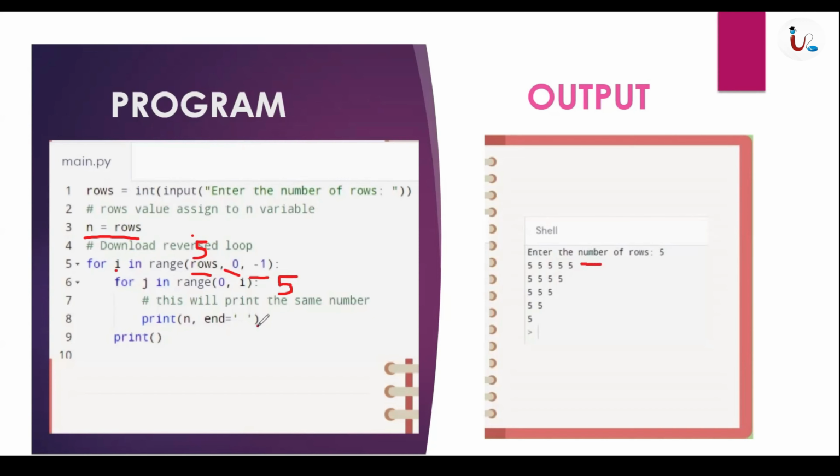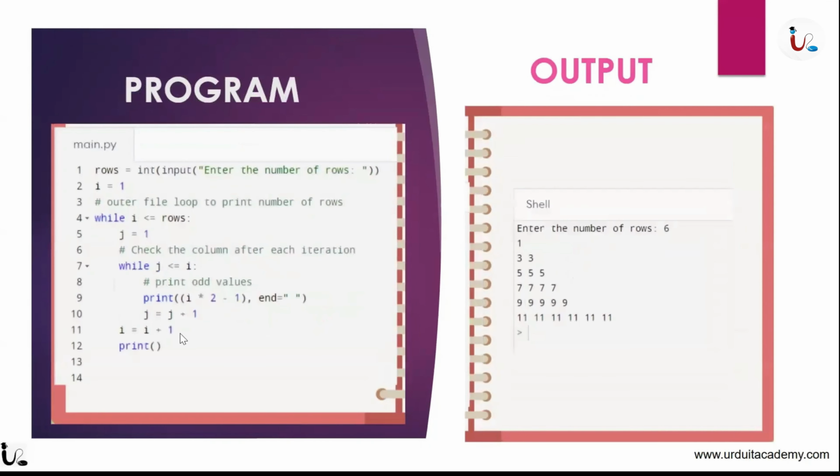Okay. Now again going up, rows will be decreased by 1. Rows will be now 4. Now the inner for loop will execute 0 to I. I is now 4, so it will execute 4 times. We are always printing n, which is 5. Like that, it will print 5 for 3 times, 2 times, and 1 time. Whenever I becomes 1, after printing, it will stop executing.